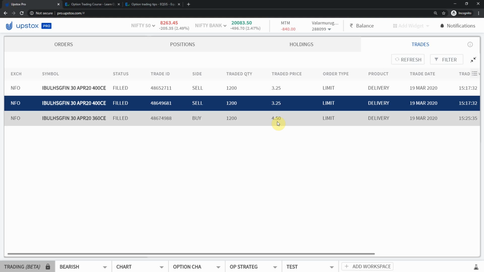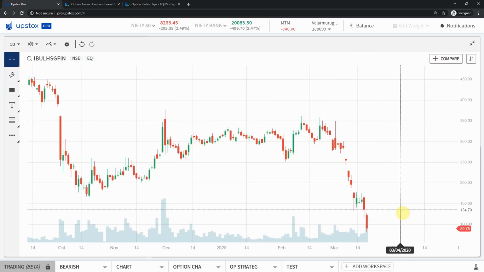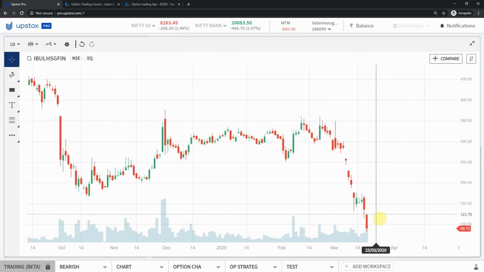So if the market remains at the same level, let's go back to the charts. If the market remains here at 89 or 150 or 200 for 1 month, I end up getting 2 rupees. The lot size is 1200. Let me tell you the margin blocked today. The margin blocked is close to 60,000 rupees. I mean, 55,000 rupees is the net margin blocked, but let's take a rough 60,000 rupees.